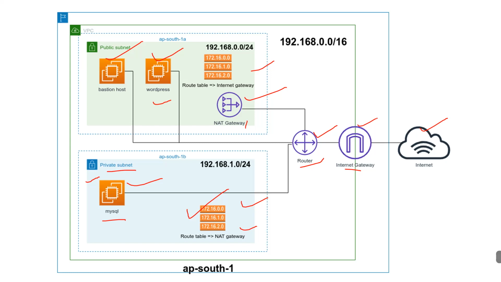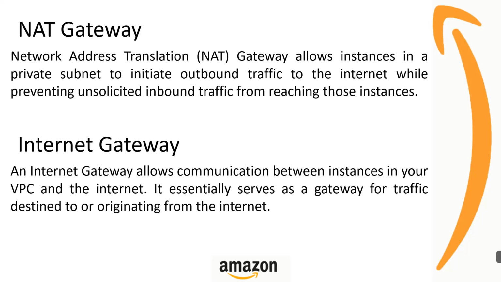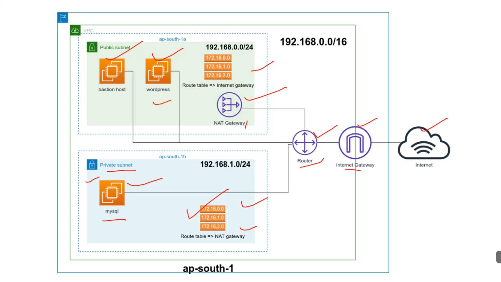But the NAT gateway is helpful for the private subnet, right? Through the NAT gateway, the private subnet resources can be given internet permission for any updates, any security patches, right? So these things, and many more are there.